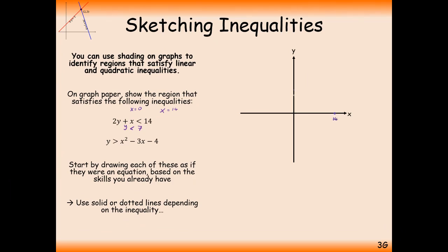So it would have to cross at 7 and 14, but I'm going to use a dotted line here because there is no equality here. If I rearrange this equation, 2y has to be less than 14 minus x. Dividing by 2, still y is less than. So I need to shade the region below because y is less than. So I would shade below this dotted line here.